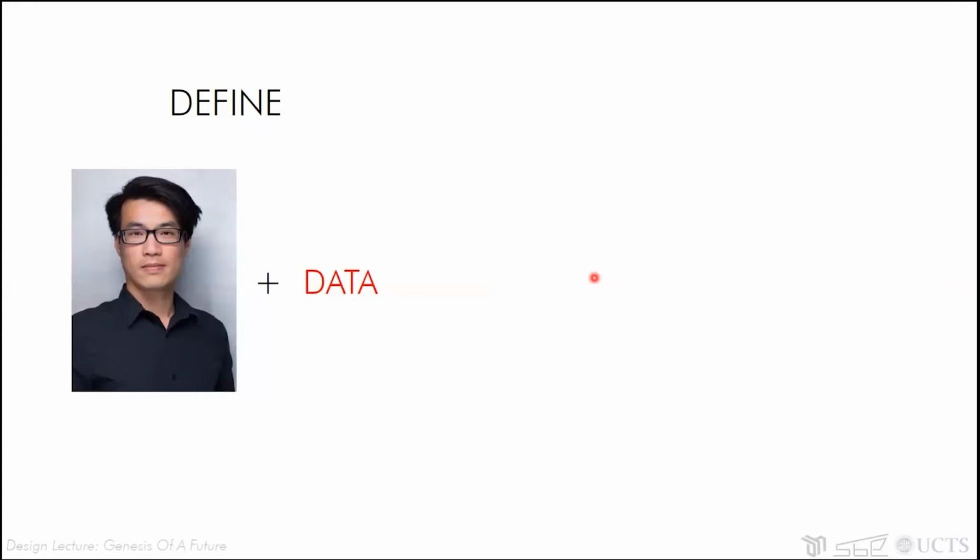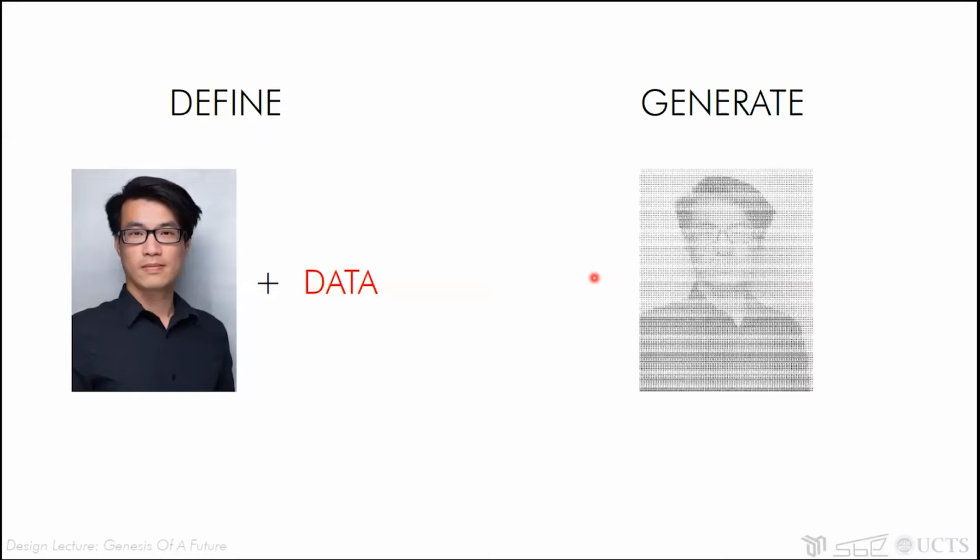So to put it simply, what was that? What was that process just now? It was the act of defining. So define here, I have an image, I have data. So the data, be it a letter or the zero, and I generate. So that's what happened just now.